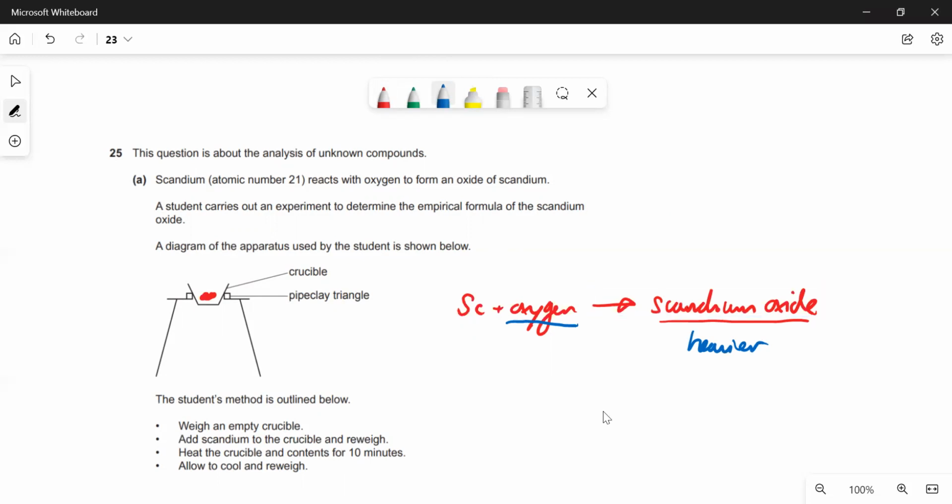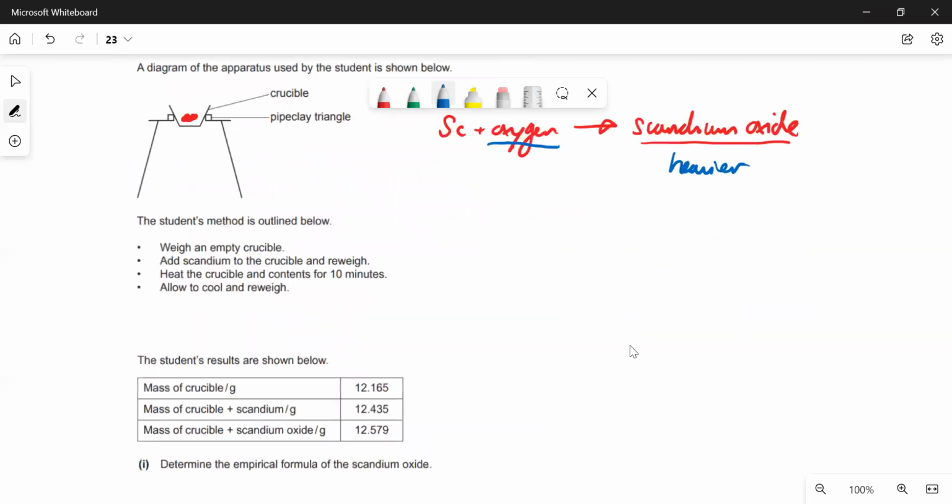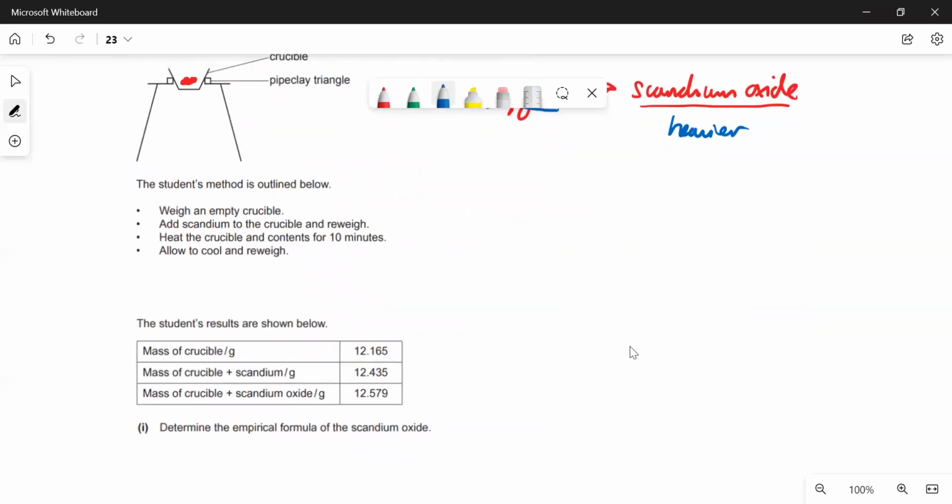Okay, student results, determine empirical formula. The empty crucible weighs this much, 12.165 grams. So we're going to subtract that from the others. The mass of the crucible and the scandium is equal to that. So the mass of scandium is going to be 12.435 minus 12.165, which gives us 0.270 grams.